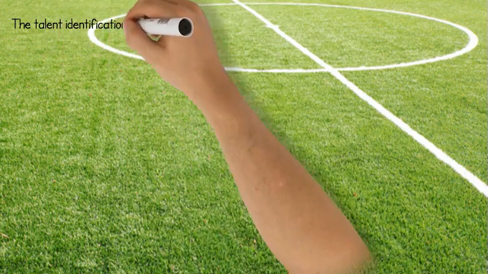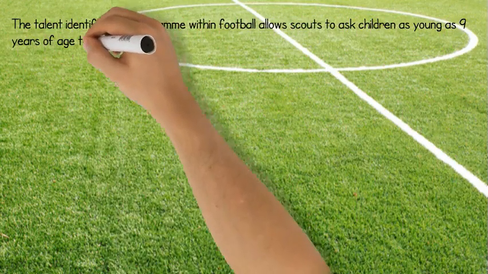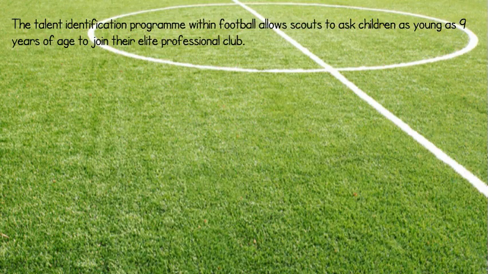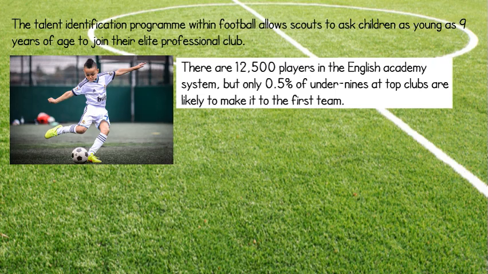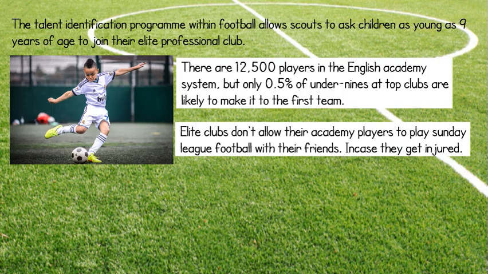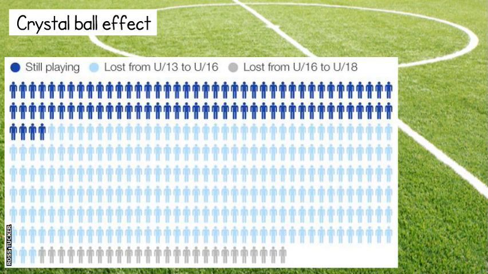The talent identification program within football allows scouts to ask children as young as 9 years of age to join their elite professional club. There are 12,500 players in the English academy system, but only 0.5% of under 9s at top clubs are likely to make it into the first team. Elite clubs don't allow their academy players to play Sunday league football with their friends in case they get injured. This is called the crystal ball effect.